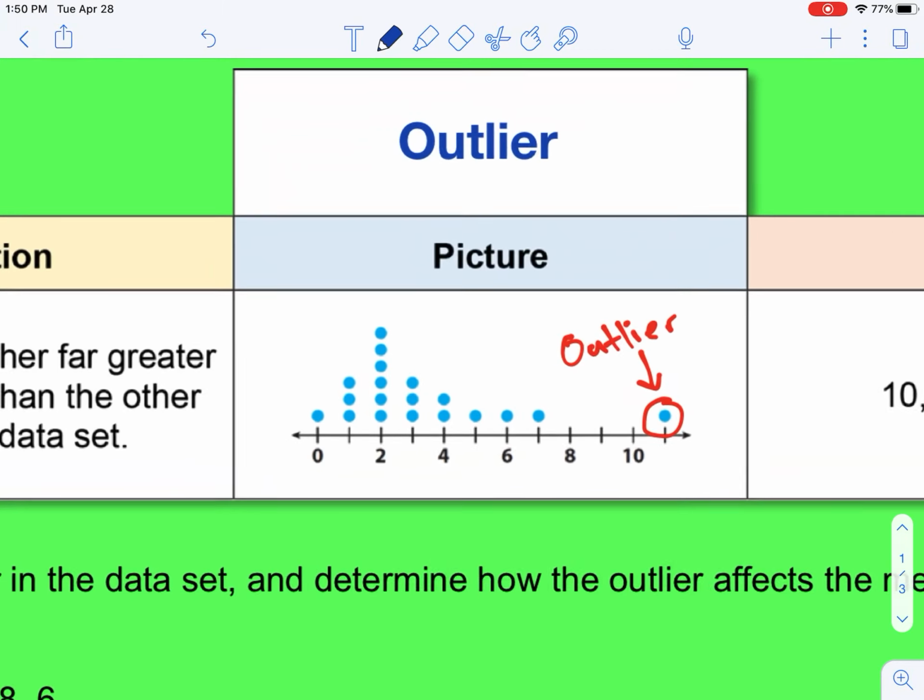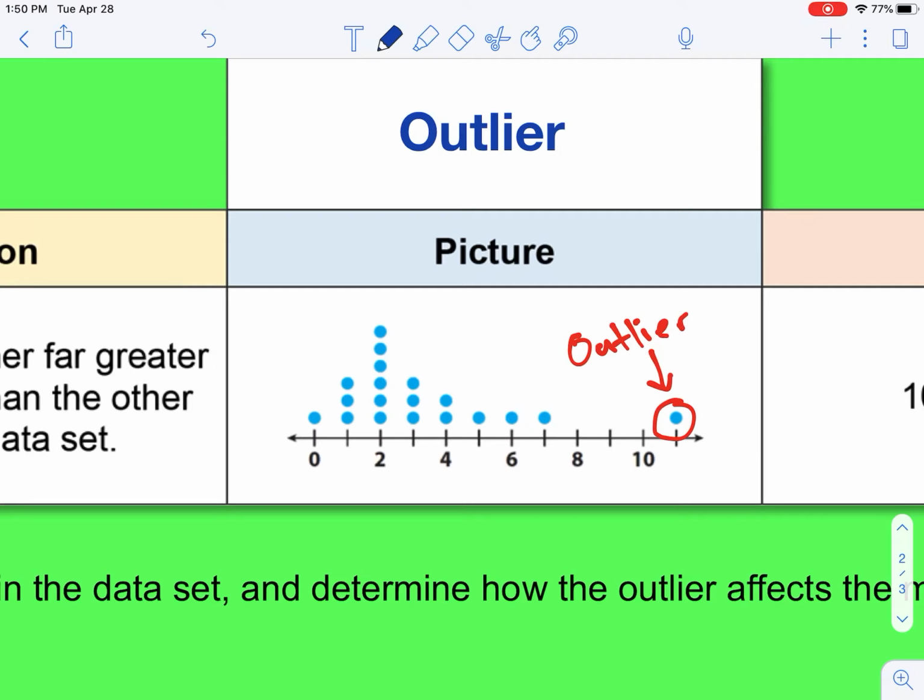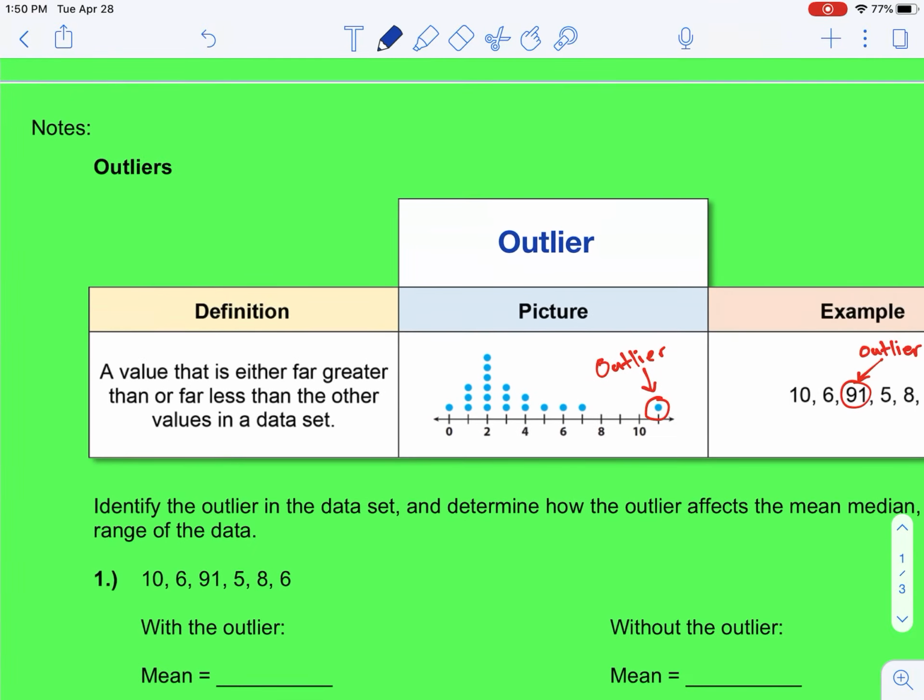So in the example that I've given you right here, there's a bunch of zeros, ones, twos, all the way through 7, and then all of a sudden there's an 11. If there was more than one 11, then maybe it wouldn't be an outlier. However, there's only one. That point does not belong.